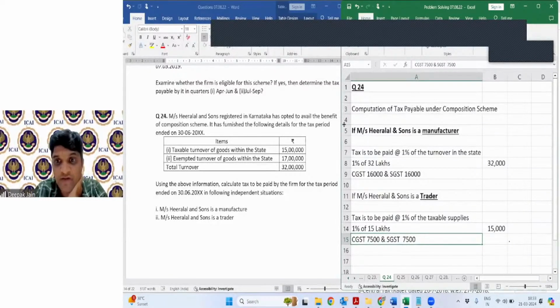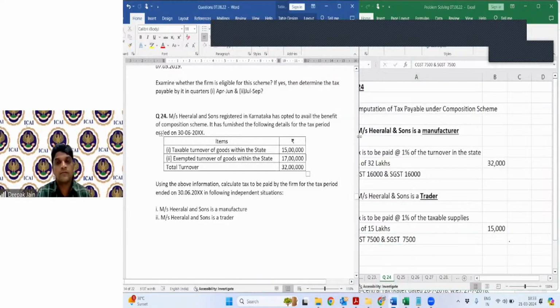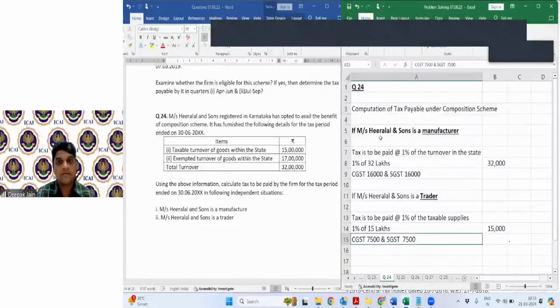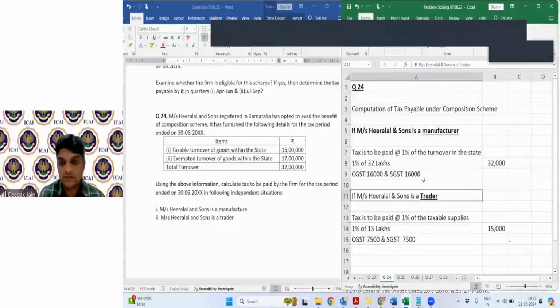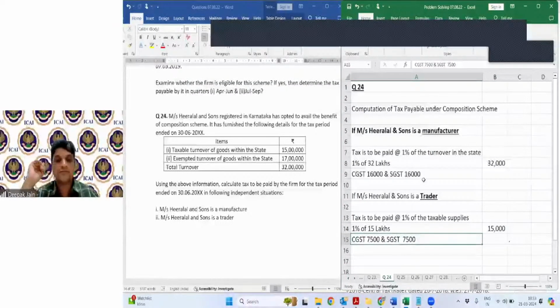Manufacturer 15,000. No, manufacturer it is 32,000, Diksha, and trader it is 15,000. Clear? So this question was to make you understand that the composition rate is 1% both for manufacturer and trader, but the base is different.